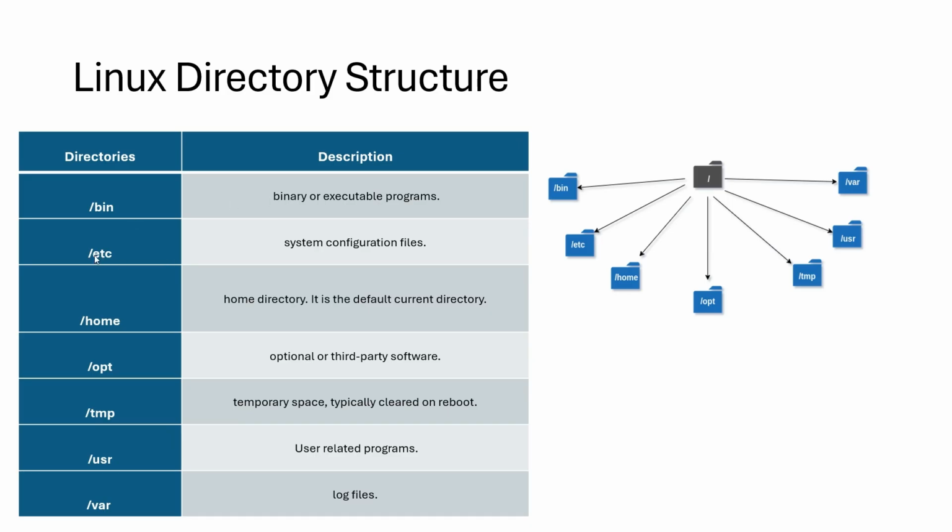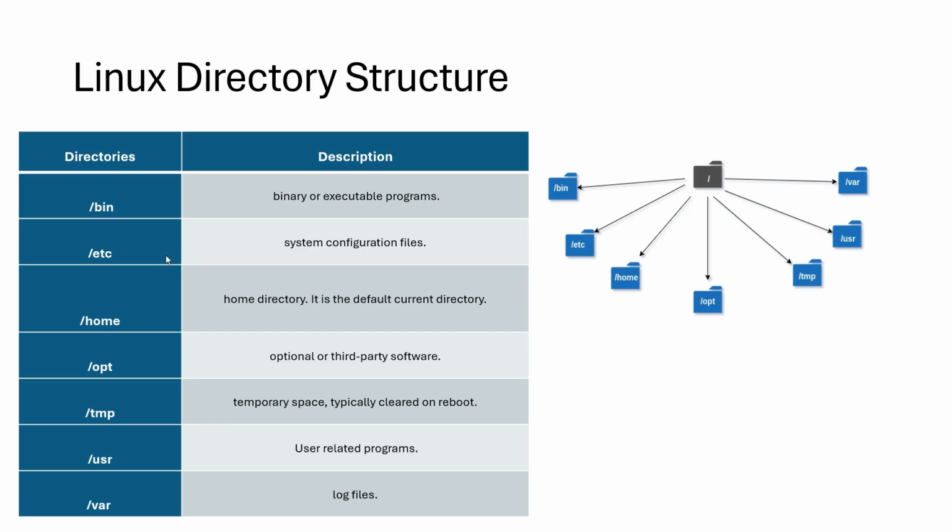Then coming to slash etc. What does slash etc have? Slash etc will have all the system configuration files. It contains the configuration files required by all the programs. For Oracle also you will have some configuration files under slash etc, or system related configurations, like slash etc host, where you can change the host name of your Linux machine. That information also will be available here.